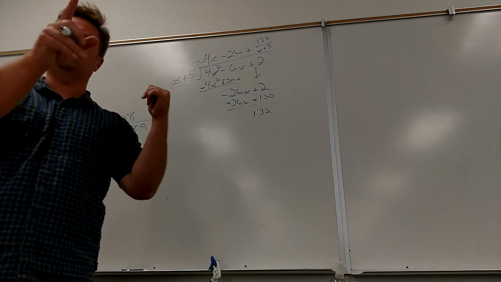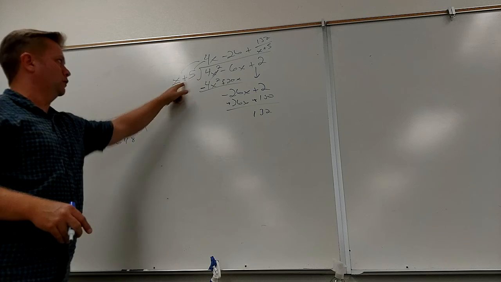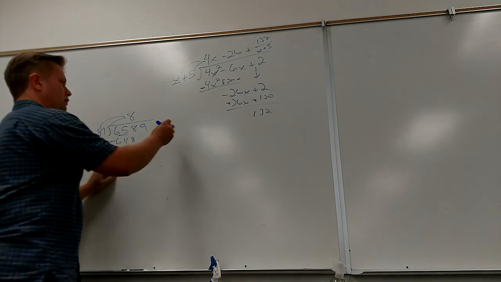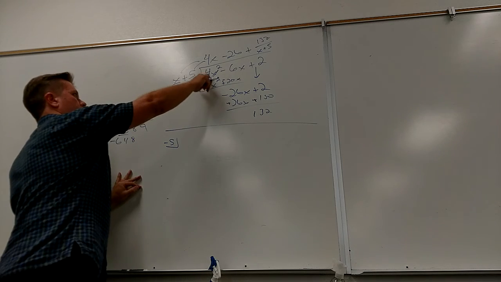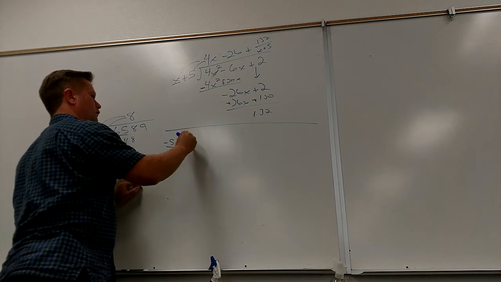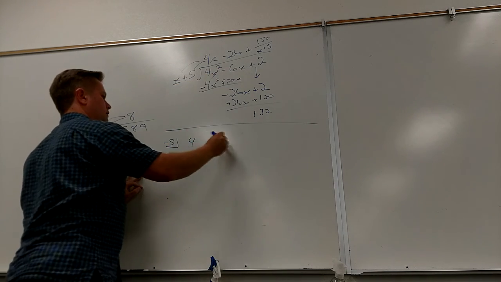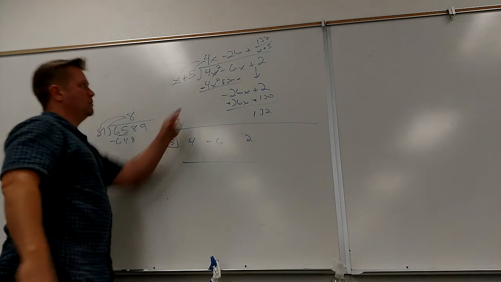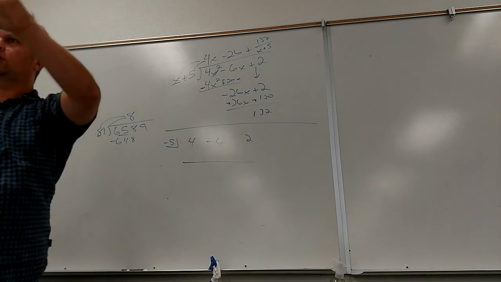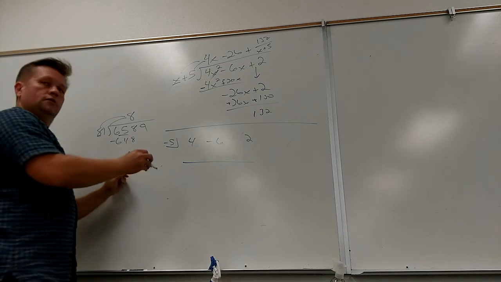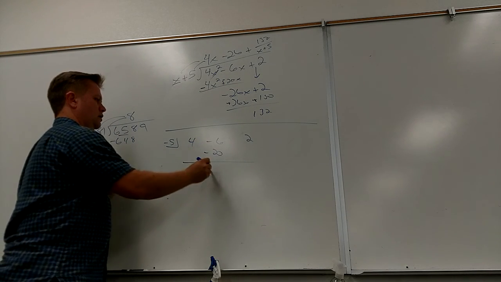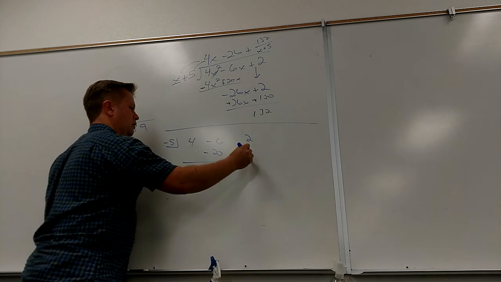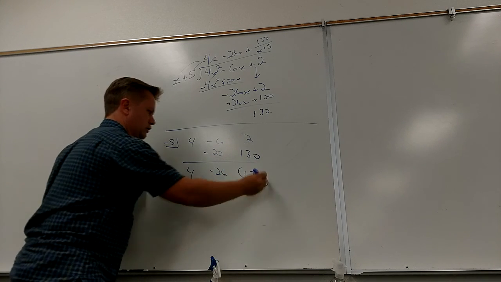So synthetic, in fact, synthetic only works, it would work here, wouldn't it? Yeah. What would synthetic look like? Negative 5. 4, negative 6, 2? Because I'm not missing any terms, right? Bring down the 4. Negative 5 times 4 is negative 20. Add, multiply, add. That's your remainder term.